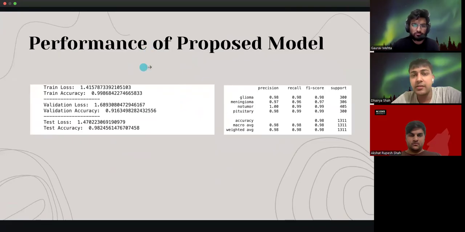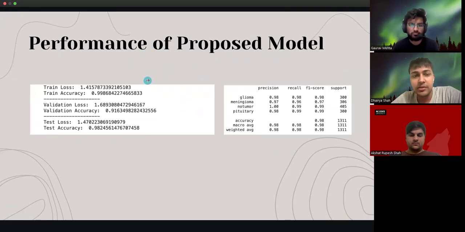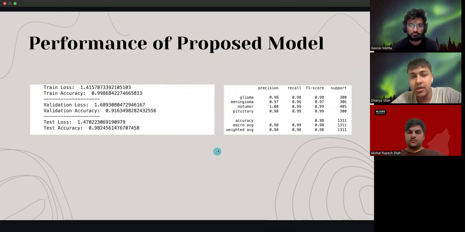The final performance of our proposed model can be seen over here. We got a whopping 91 percent validation accuracy, signifying that the model generalized well. And the precision and recall for each class of our data set can be viewed over here.